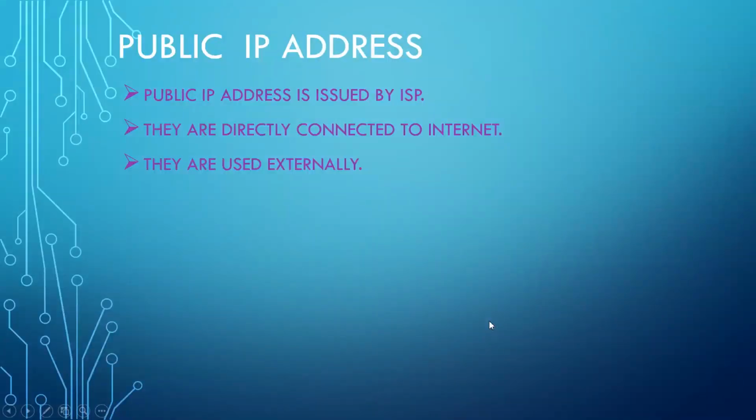So now let's talk about public IP addresses. A public IP address is issued by the ISP, Internet Service Provider. It is not provided by your router. They are directly connected to the internet, with no kind of obstacle in the way. They are used externally, which means we cannot use them inside a network; you have to use them outside the network.